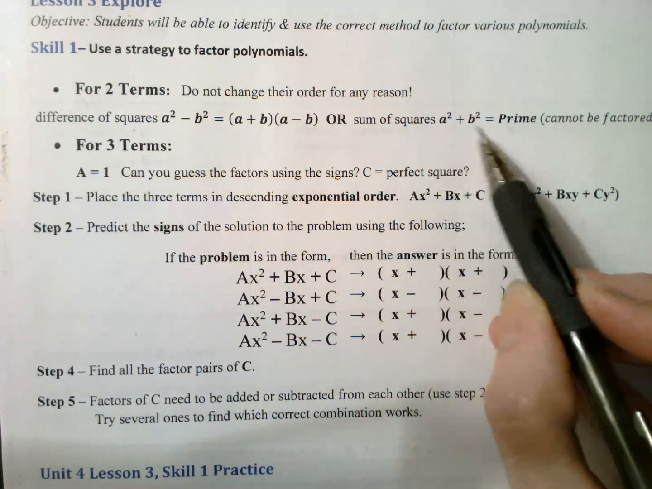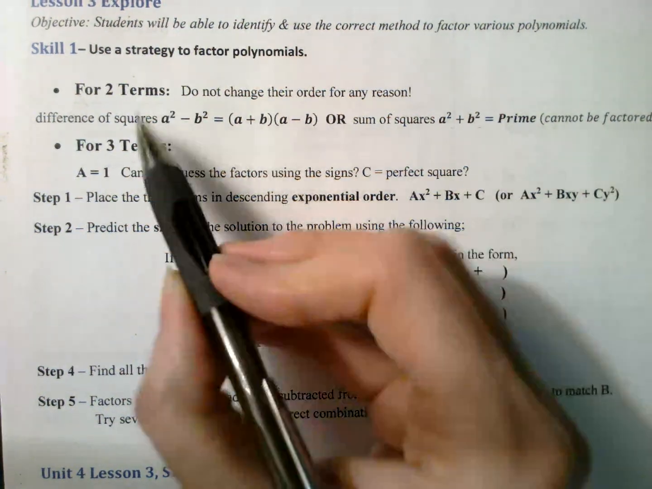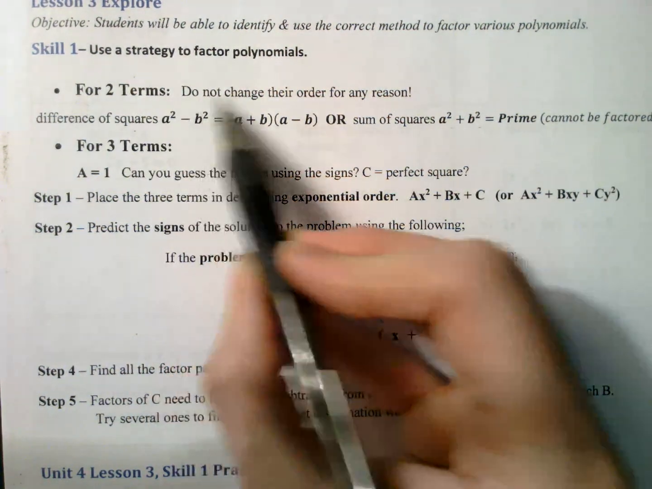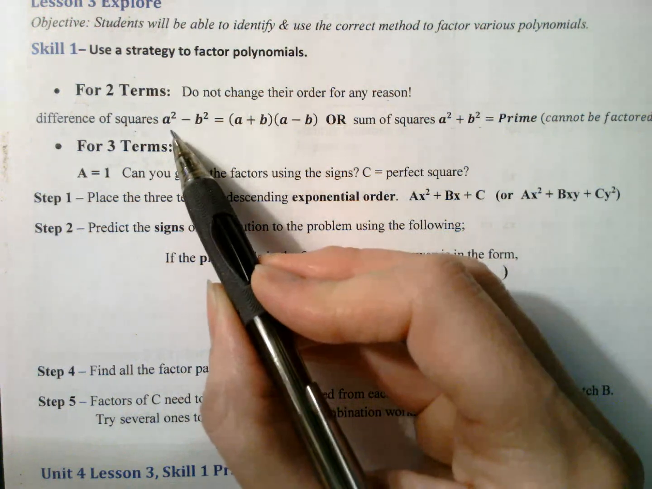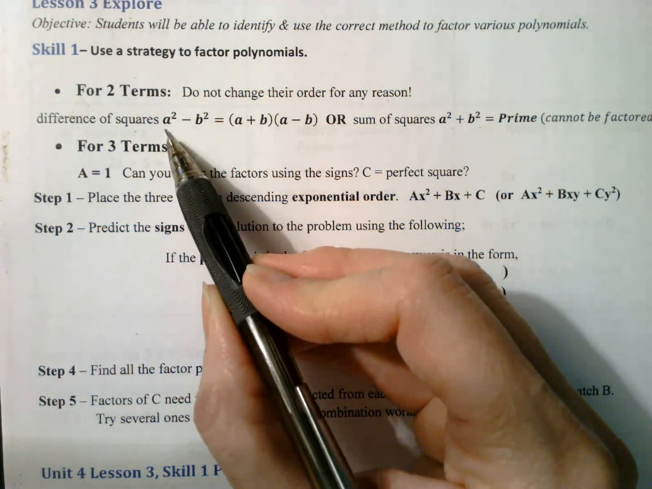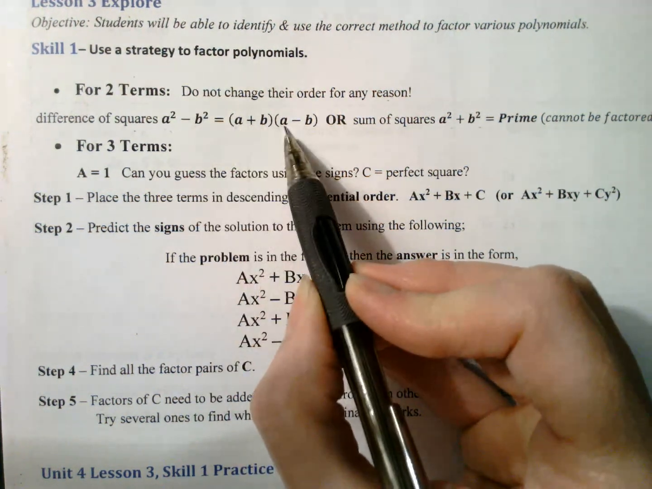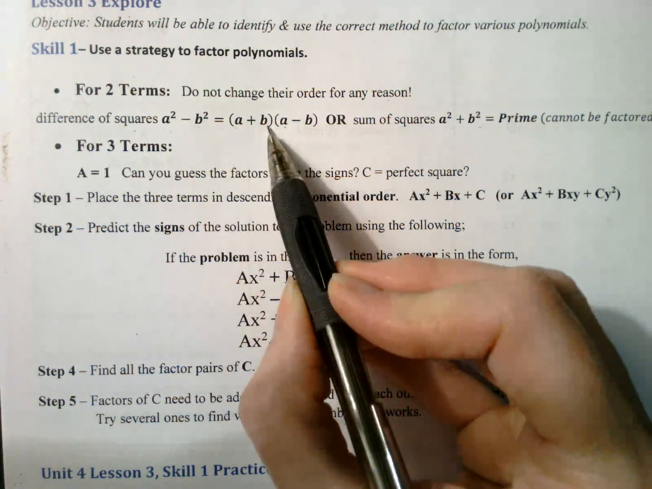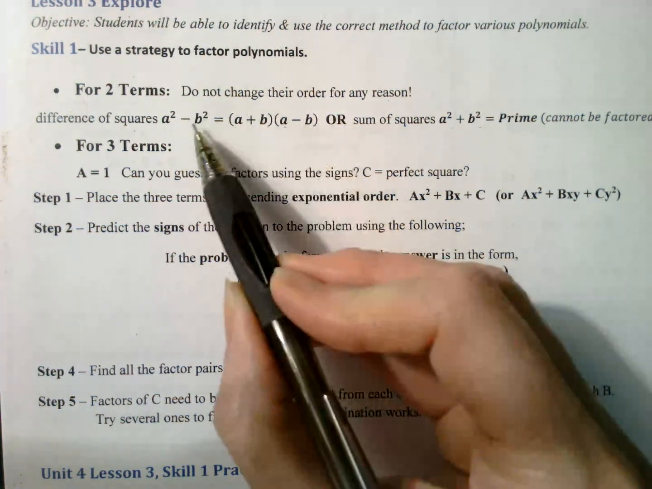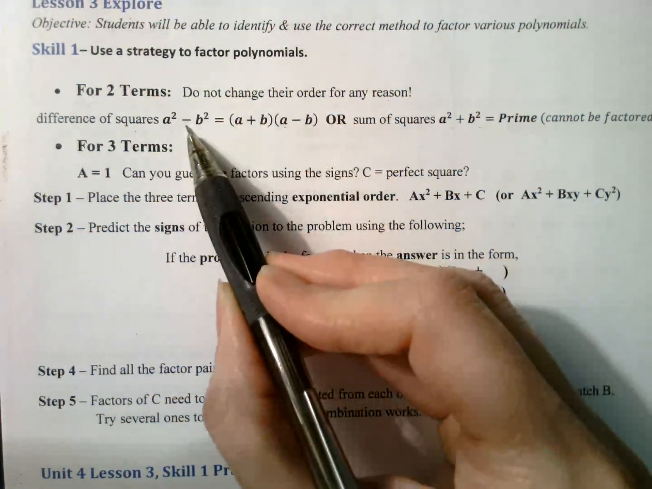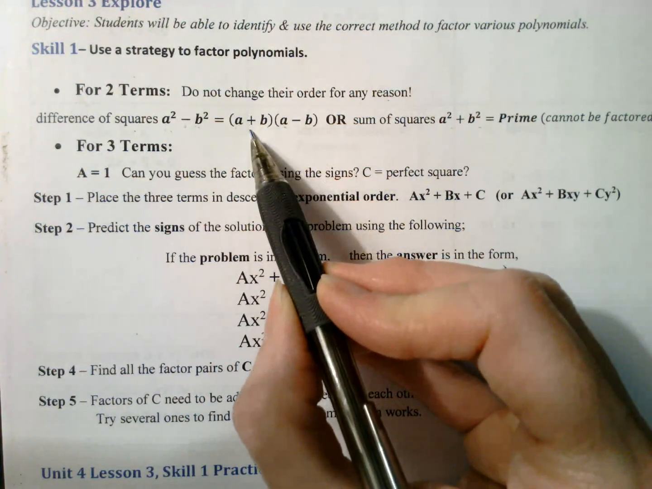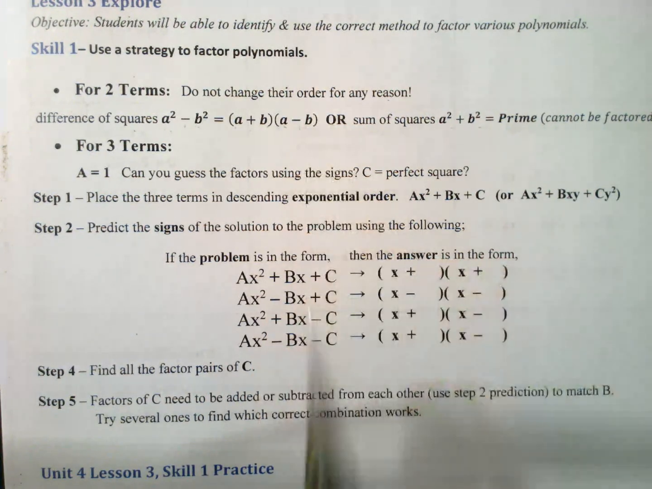The sum of squares is not factorable. So the difference of squares, do not change the order for any reason. Whatever is first stays first in here and in the factor. Whatever's last gets rooted here. And then the signs, it's always negative in the middle, and it's always one positive and one negative.